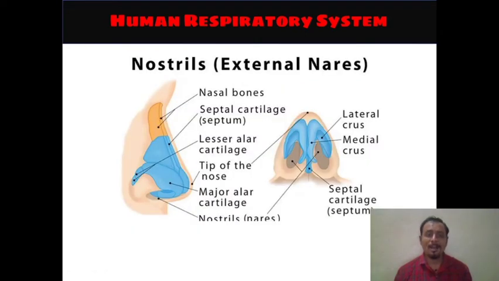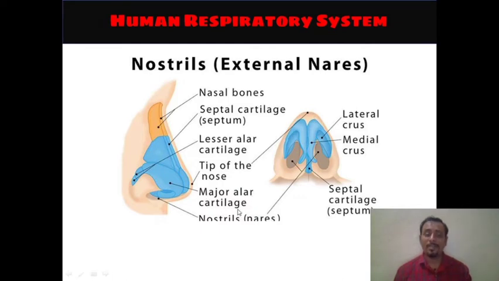Let's start the detailing of this nose. The nose consists of nostrils, which are also known as external nares. There are several parts of these nostrils. The first part is the nasal bones, the second part is the septal cartilage, also known as the septum, the third part is the lesser alar cartilage, and the fourth part is the tip of the nose, which is shown in both diagrams.